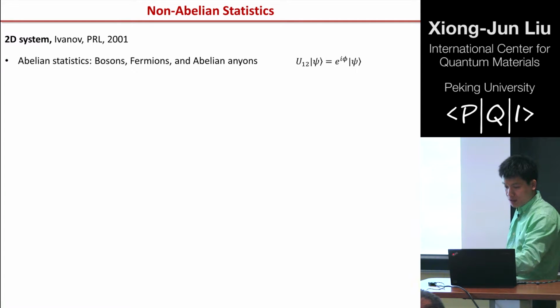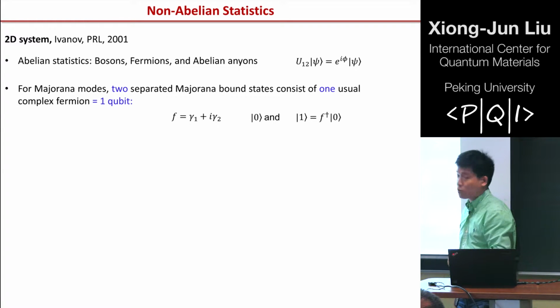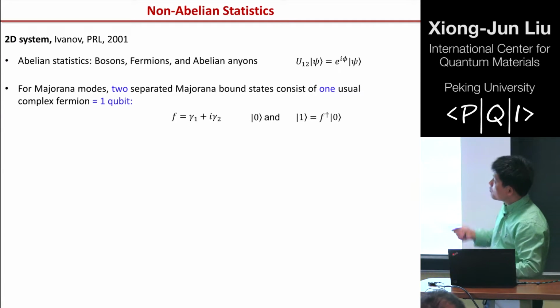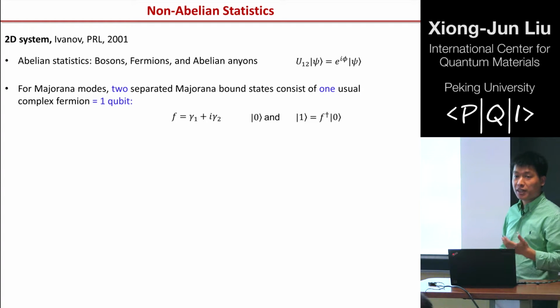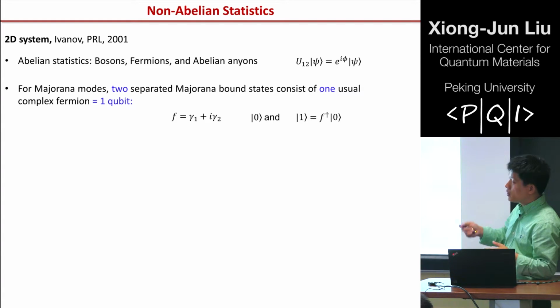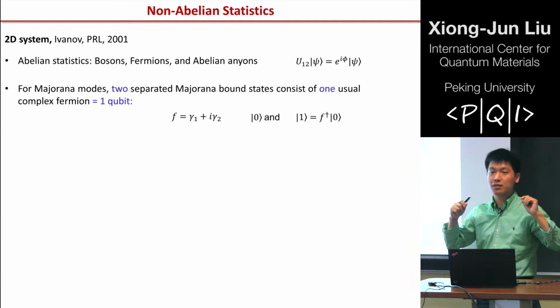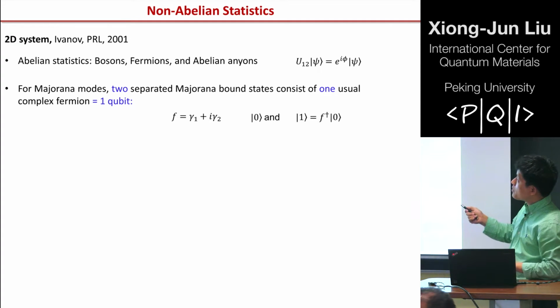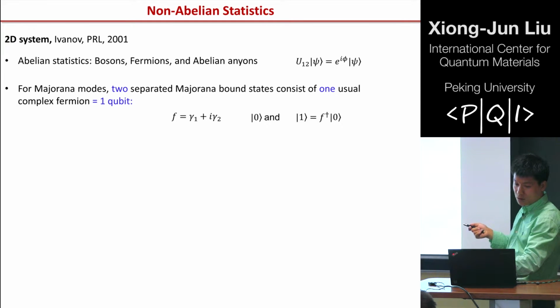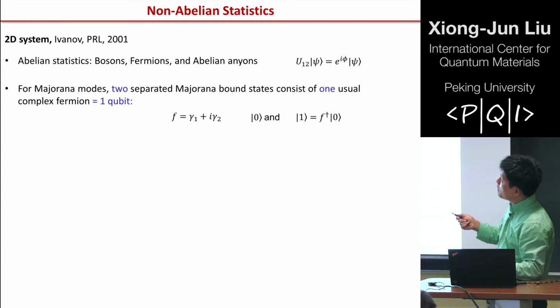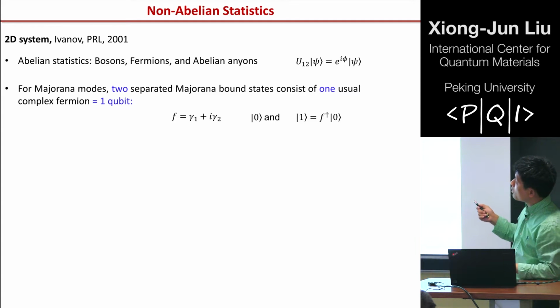It doesn't matter. But for Majorana fermions, it's quite different. A single Majorana fermion cannot have a well-defined Hilbert space. You should always pair two Majorana fermions. Two Majorana fermions can combine into a complex fermion. For a complex fermion, you have a qubit, since a complex fermion has two states, 0 and 1.